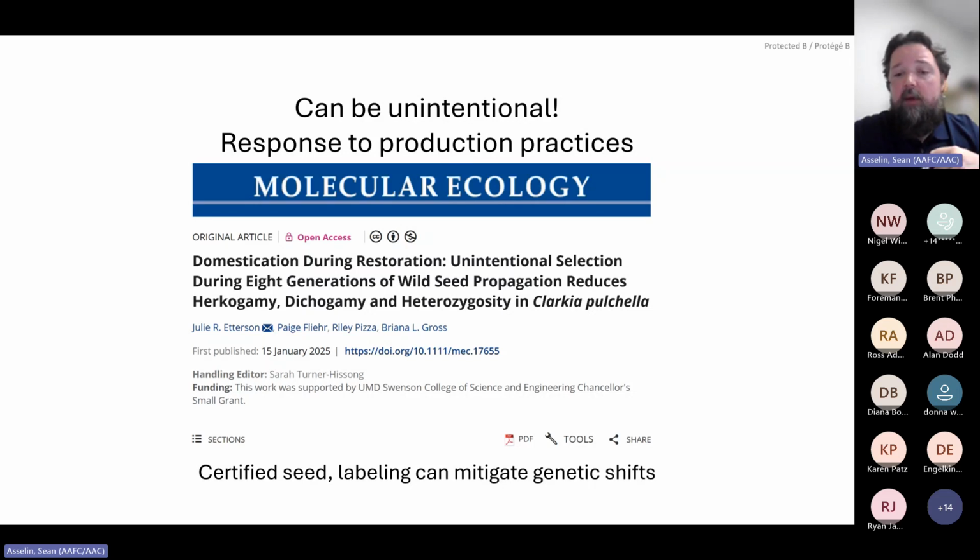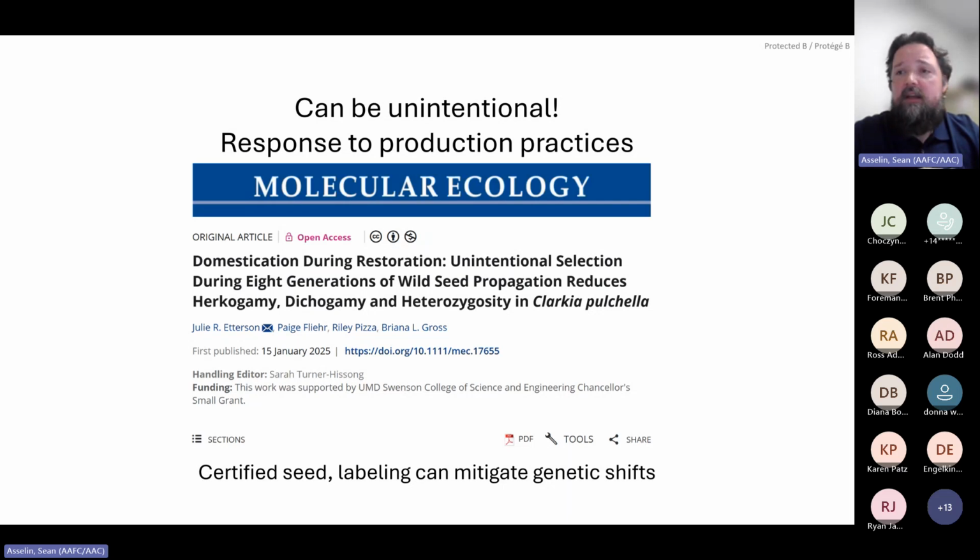And ways that we can get around this is by using what's called certified seed or using seed that has labeling on its history so we know how many generations that it's been increased. Because when you have a genetically diverse population, if there's any selective advantage, we can see shifts within the population over time. And this can happen even with wild harvesting.